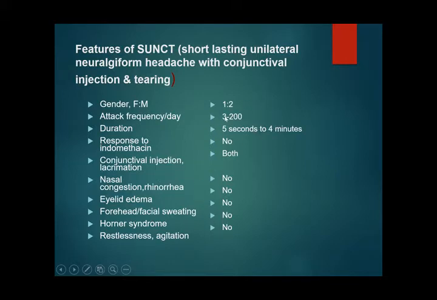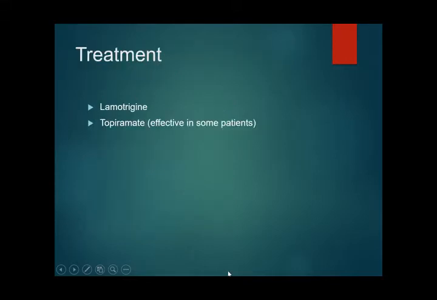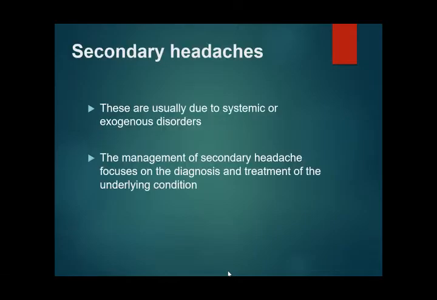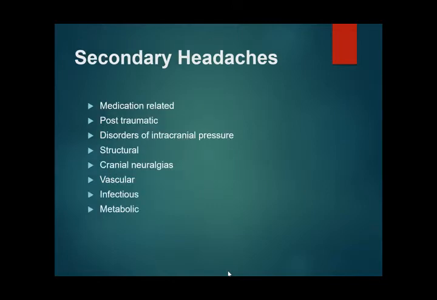There can be cranial neuralgias. There can be vascular causes, like temporal arteritis. Causes can be infections, like meningitis and encephalitis, and causes can even be metabolic. Now this is sort of a revision about history of headache, and taking a good history is very important as far as the diagnosis, the workup and the differential diagnosis of the headache patient is concerned.